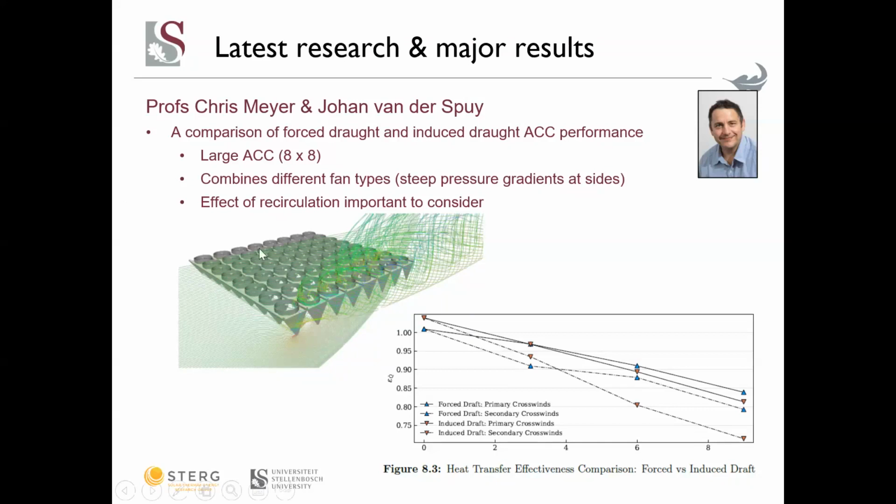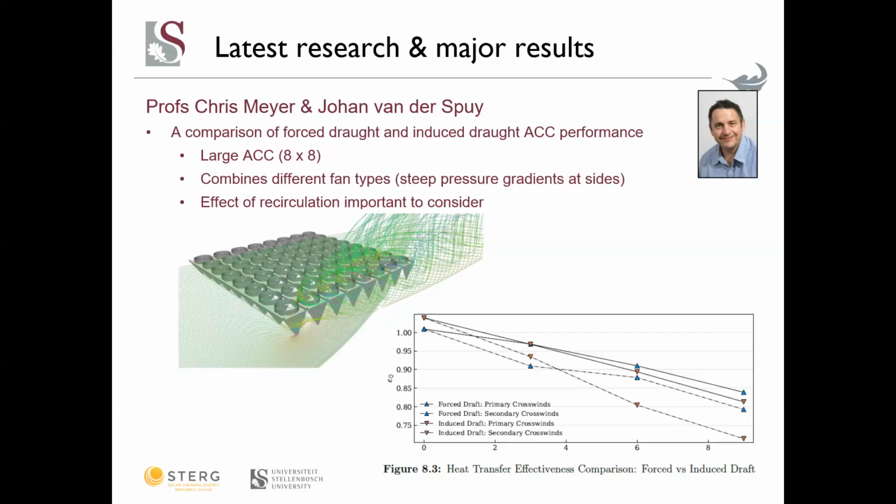Again, this is just a nice plot of some CFD results. At the bottom, we have a graph showing the heat transfer effectiveness of a forced draft ACC and induced draft ACC under primary and secondary crosswinds. Maybe just to note, primary crosswinds means winds that are running along the steam distribution headers, and secondary crosswinds are across those steam distribution headers.